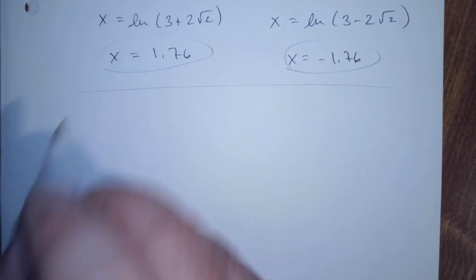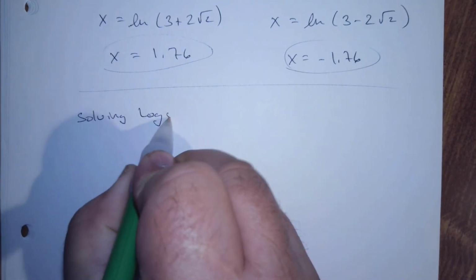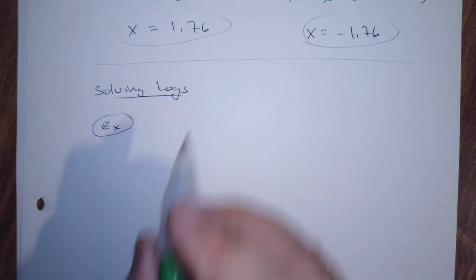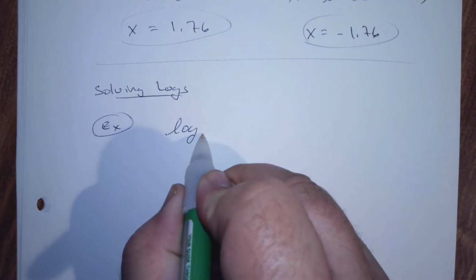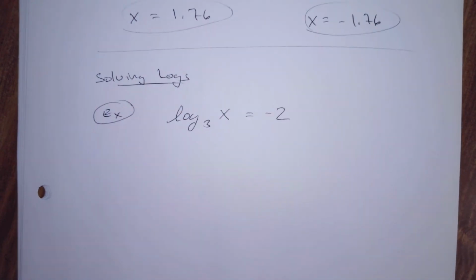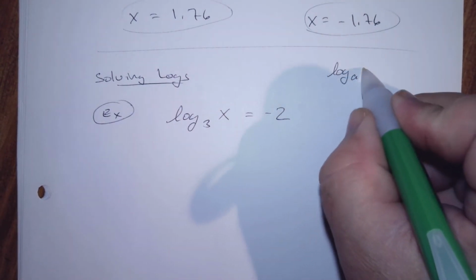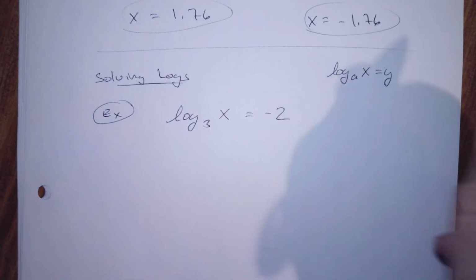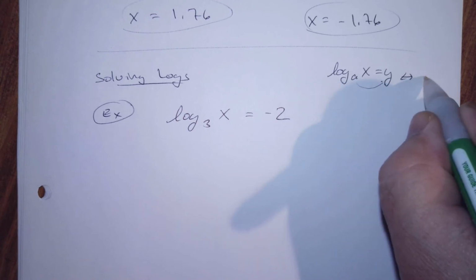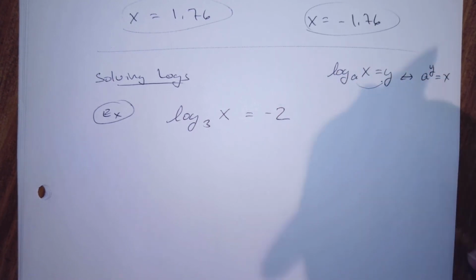Now let's look at solving logs. We're going to solve for logs. Let's say we had log base 3 of x equals negative 2. Remember our conversion. Log base a of x equals y converts to a to the y, the log drops off, equals x. So that's the conversion.